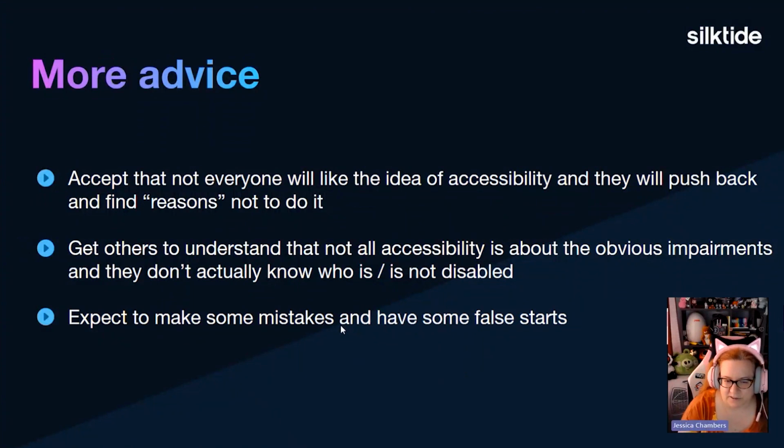You need to get others to understand that not all accessibility is about the obvious impairments, and they don't actually know who is and is not disabled. The assumption that you don't have any people with disabilities in your staff, that you don't have any in your client list, is pretty unlikely. It's just that they might not be telling you. And you need to expect that you're going to make mistakes, right? You're going to have false starts, but you'll get there. Keep going. This is why I always talk about are you hauling rocks or are you building a cathedral?